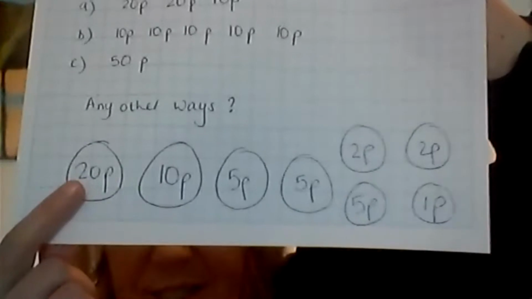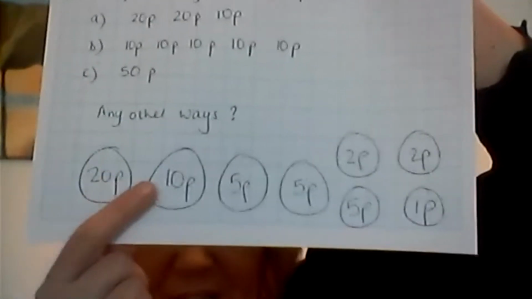Okay, let's see if you got my way. So here I've got, starting with the bigger value coins, the largest value, I've got 50. Oh, no, it's not, it's backwards.